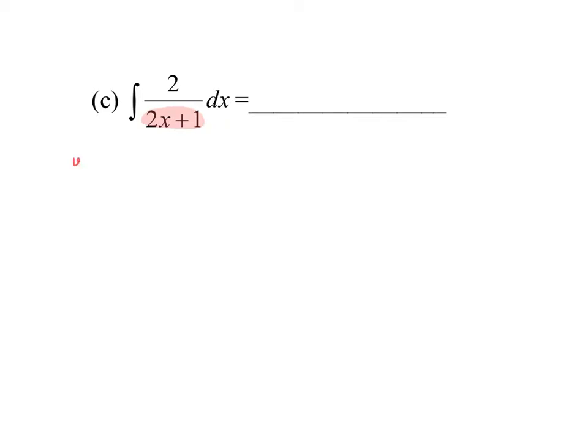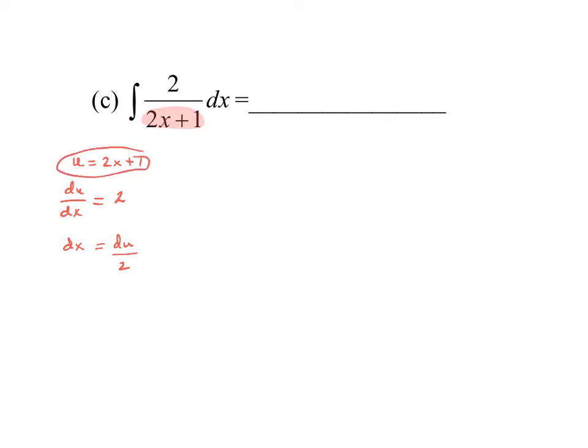Let's say u equals 2x plus 1. We're going to take the derivative of u with respect to x, take the derivative with respect to x on both sides. I would have a 2. Let's be careful again, we want to solve for dx. So multiply both sides by dx, divide both sides by 2, and you'd have dx equals du over 2.